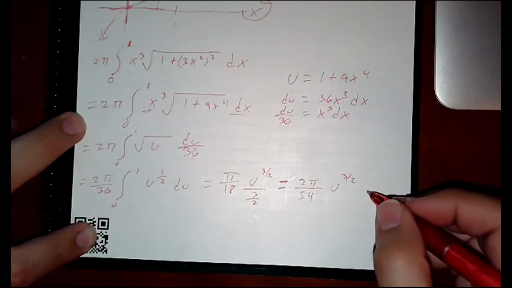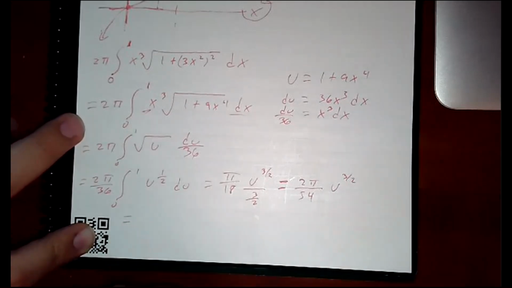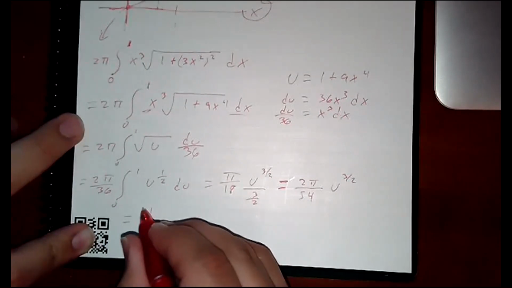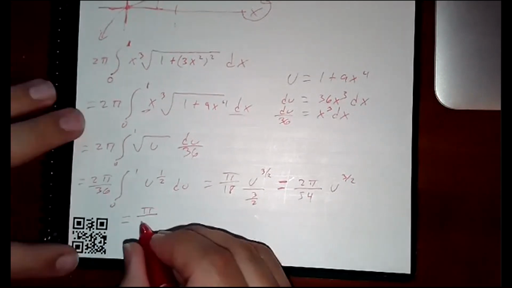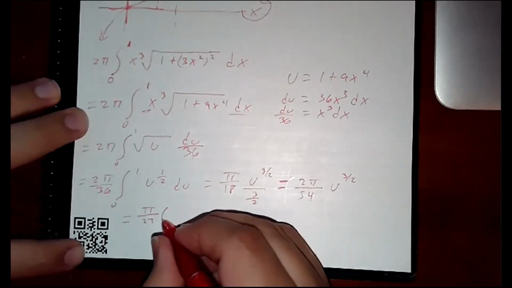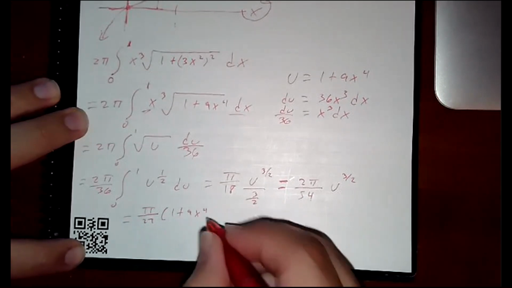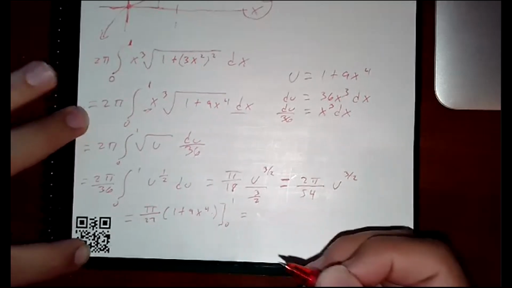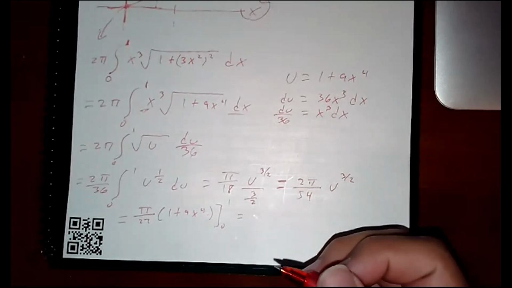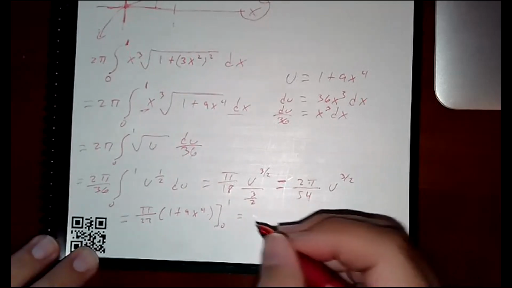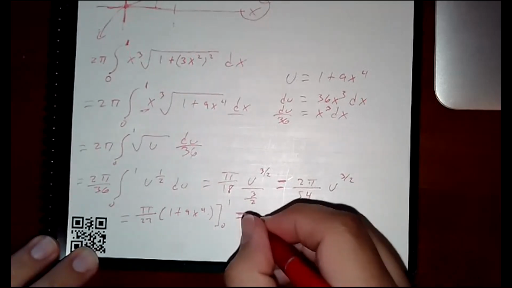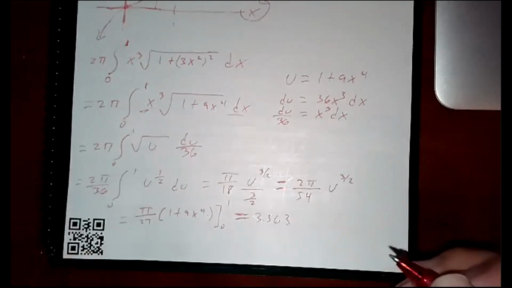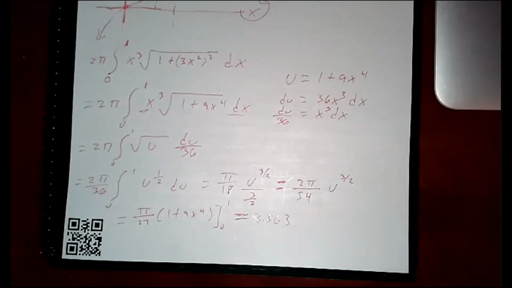So then, running out of space, we get pi over 27. Change the u back to x, and then integrate from 0 to 1. I'm going to skip those number steps because you guys can plug in numbers. I believe in you. About some 3.5-ish, something.